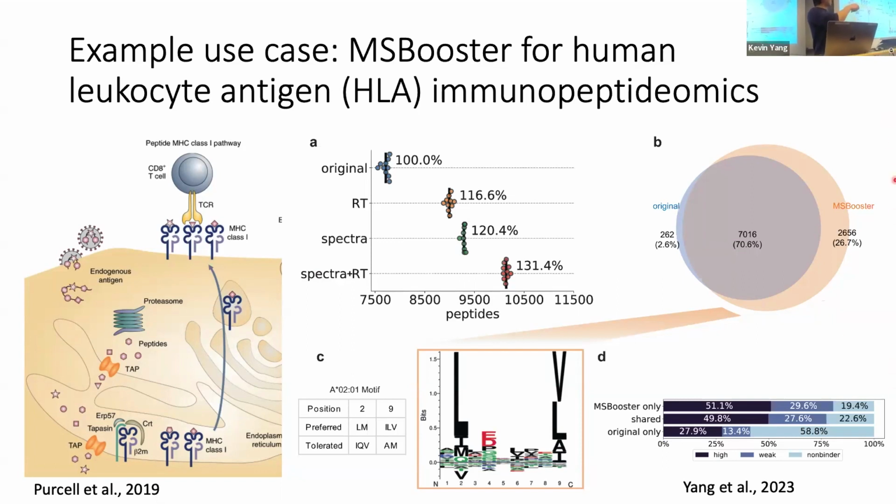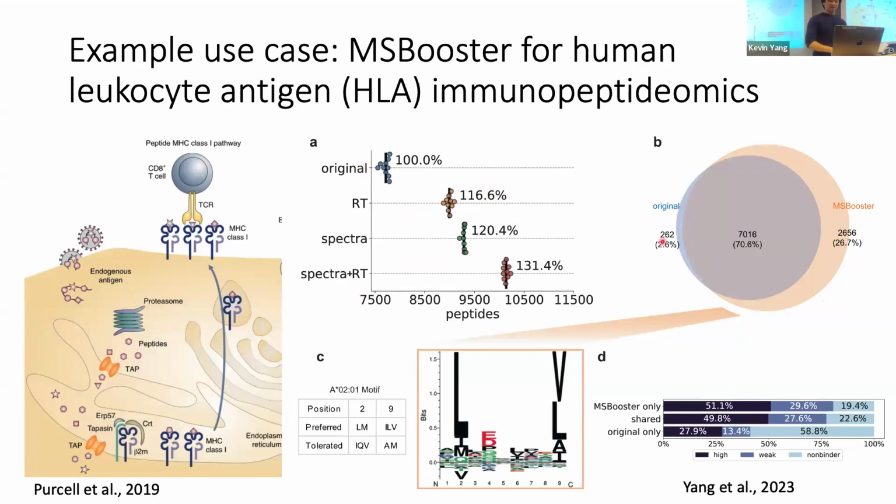First, we look at this original row right here. I ran this analysis 10 times, and without MSBooster, we're getting about 7,500 peptides in this data set. But if you use the retention time feature, you get about 17% more identifications. If you use the spectral feature, you get 20% more. If you use both in combination, those are two orthogonal pieces of information, and altogether they give you about a 31% boost in the data set, which is kind of astounding.